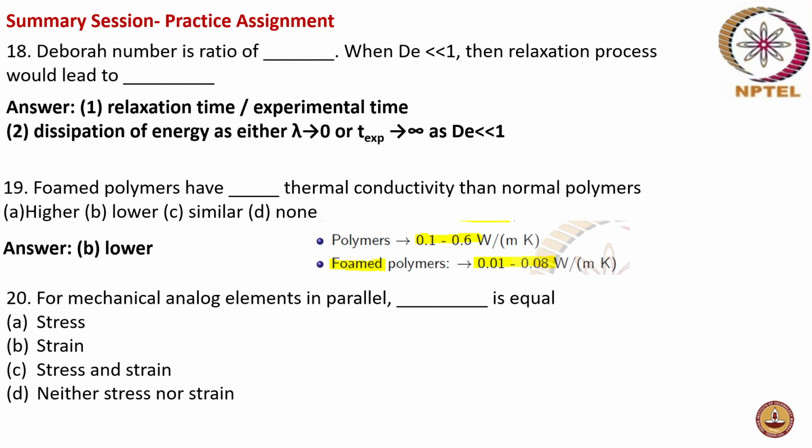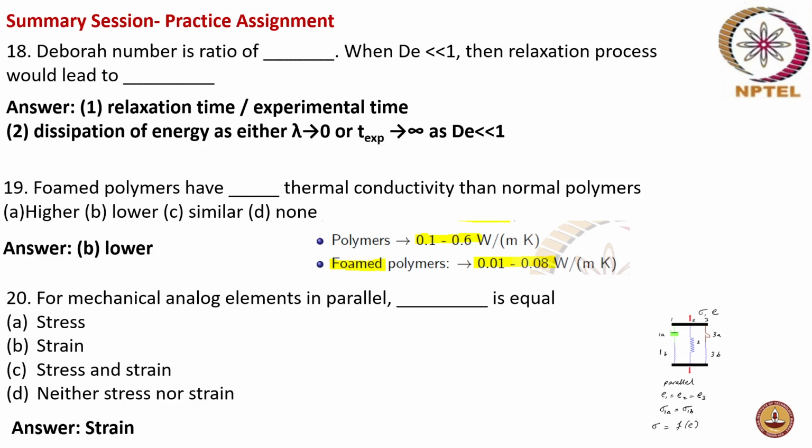Actually, what is the question? Mechanical analog elements in parallel, dash is equal. We have seen the spring and dashpot elements. When these elements are parallel, strain is constant. Strain is constant. Yes, both of you are right. So when these elements are arranged in parallel, the strain is constant. When they are arranged in series, then stress is constant.